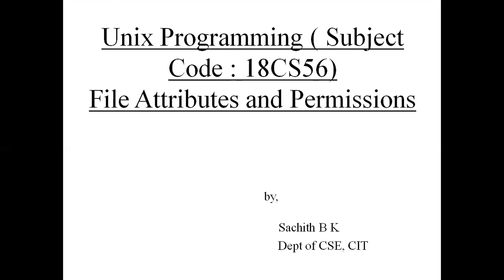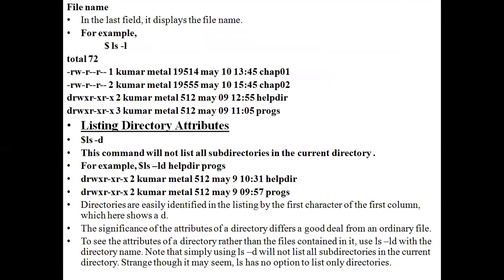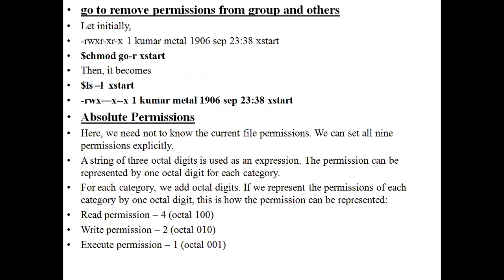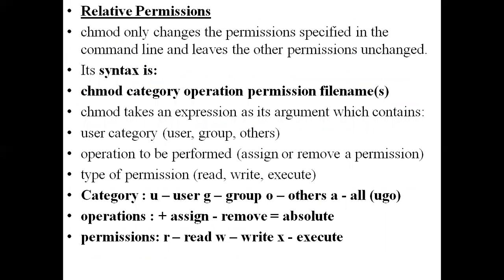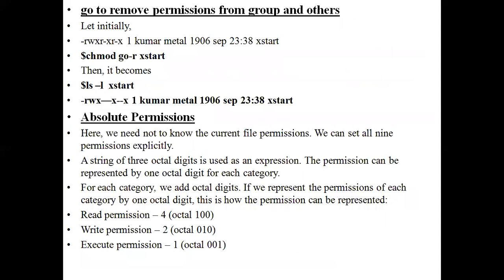There are two ways in which you can set your file permission: the relative manner and the absolute manner. In the relative manner, it is with respect to the existing permission. That is, if you know the current permission, you can make changes to it. In the absolute manner, you enter the permission explicitly. There is no need to know the current permission. How we can change file permission using the absolute manner is what we are going to see in this presentation session.